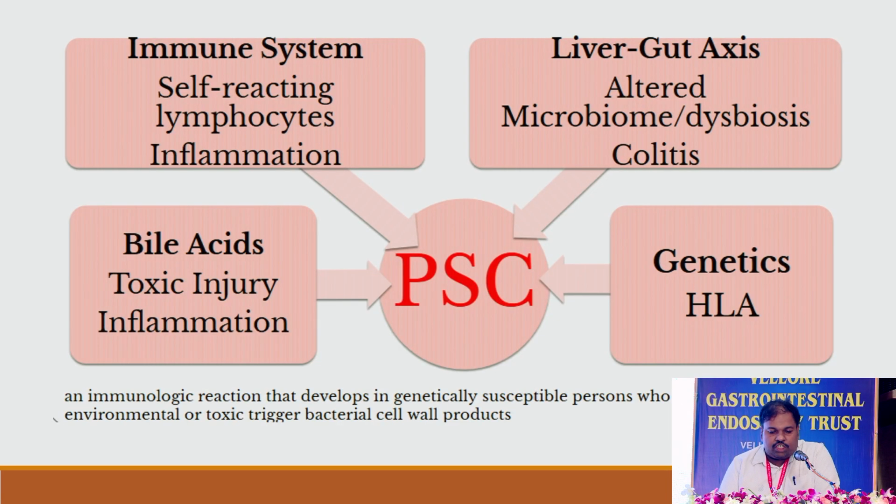Usually the primary sclerosing cholangitis pathophysiology involves 4 causes. It can be immune system mediated, where there are self-reacting lymphocytes or inflammation. Second, it could be gut microbiome altered causes like colitis or dysbiosis. The third, it can be due to toxic injury or inflammation of the bile ducts, and the fourth is due to genetic factors.